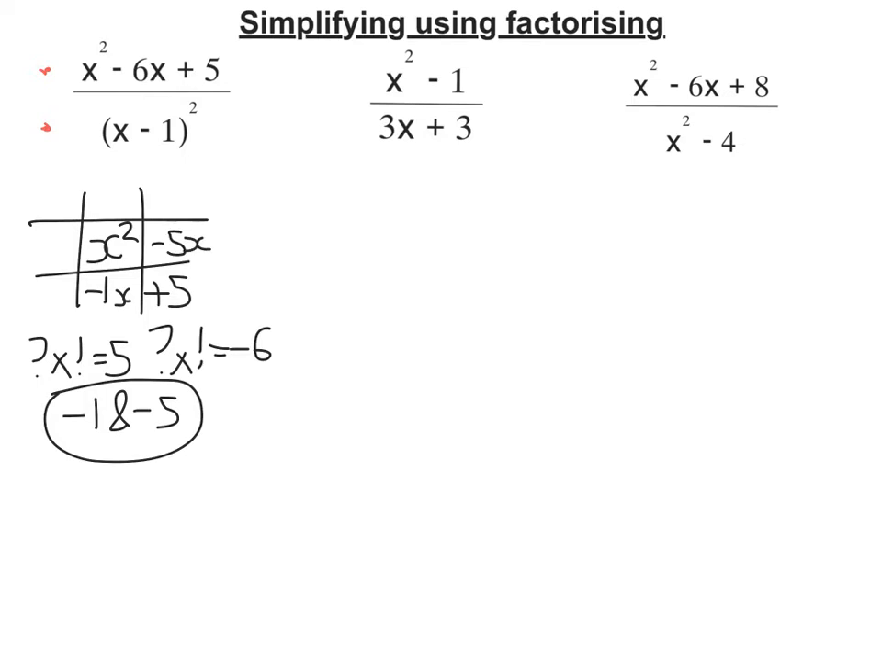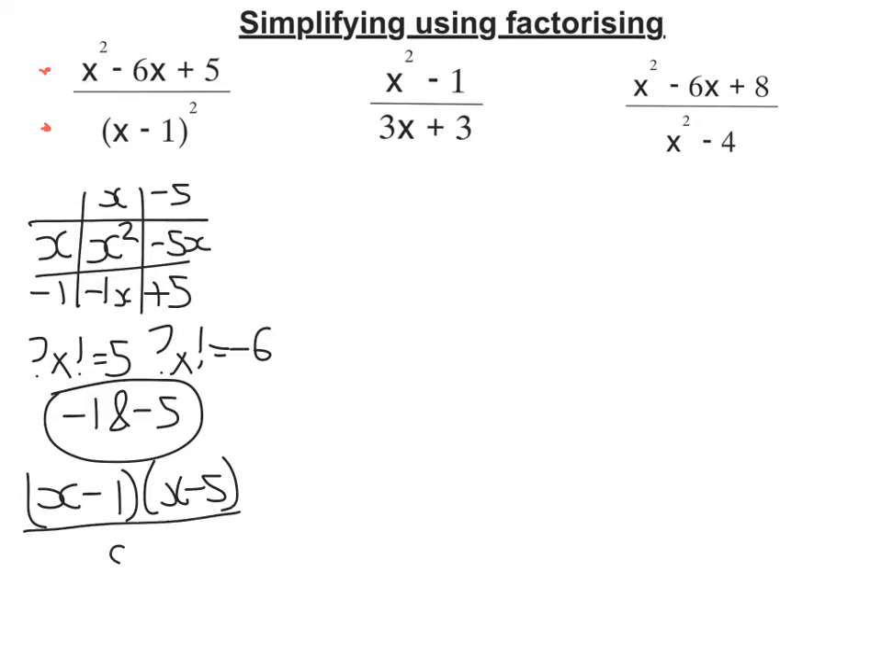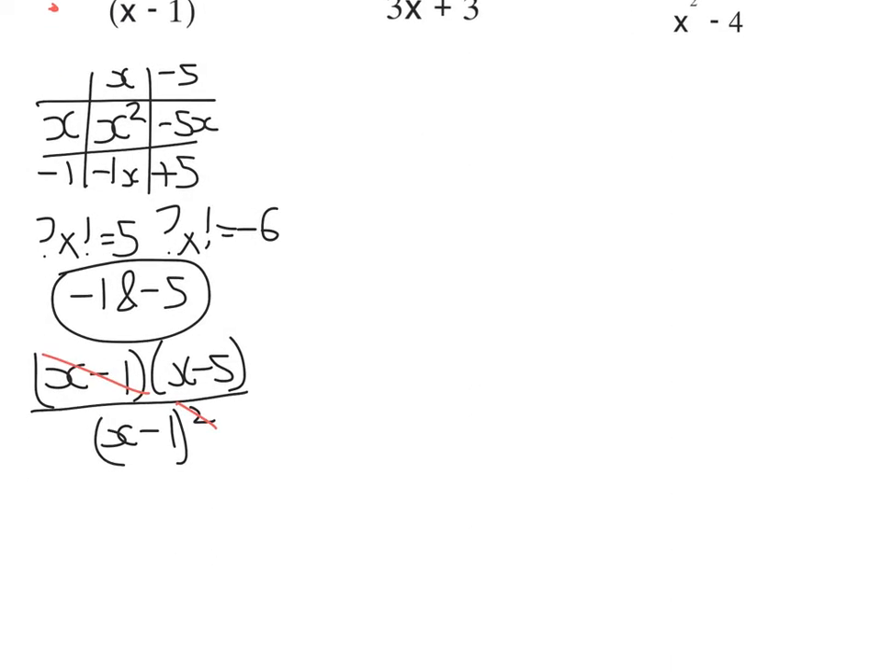Now I find the highest common factor of each row and column. So row, we're going to have x and -1, columns x and -5. So the numerator becomes x minus 1, x minus 5. Now the denominator, I didn't need to factorise, this is already in brackets. Now I can look to simplify. Well, on the top I have an x minus 1, and on the bottom I have x minus 1 times x minus 1. So I can get rid of an x minus 1 on the top and one of the x minus 1s on the bottom. So if I just move that up, that leaves me with x minus 5 over x minus 1.